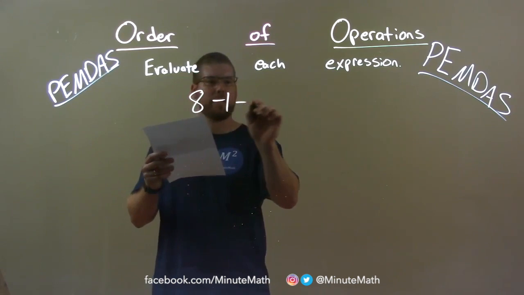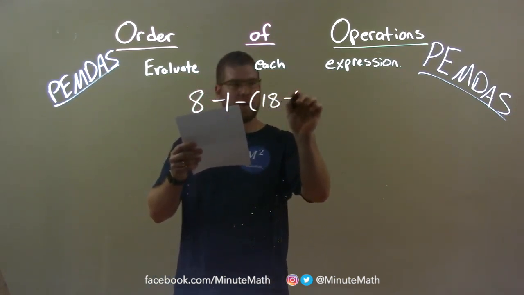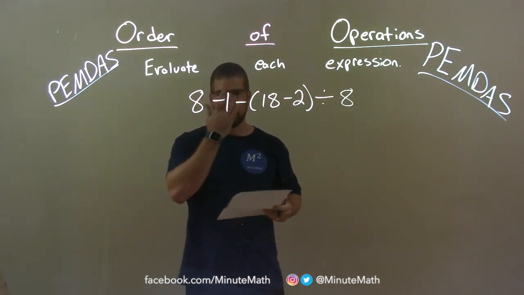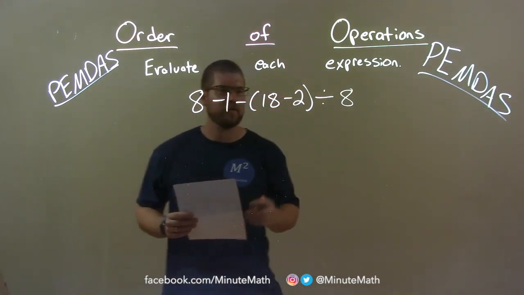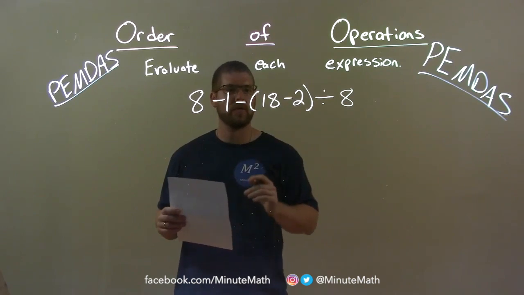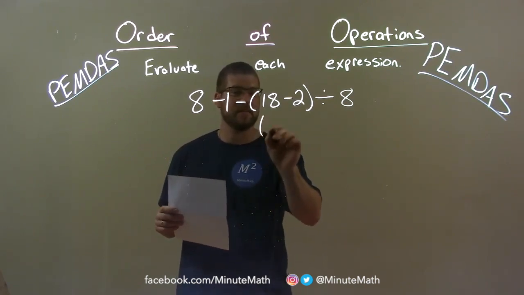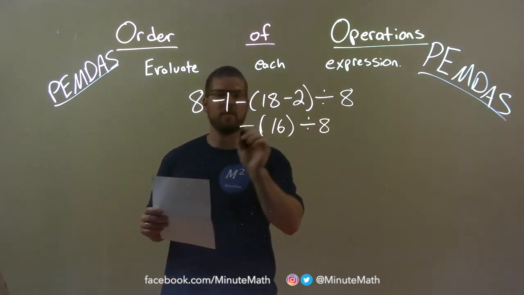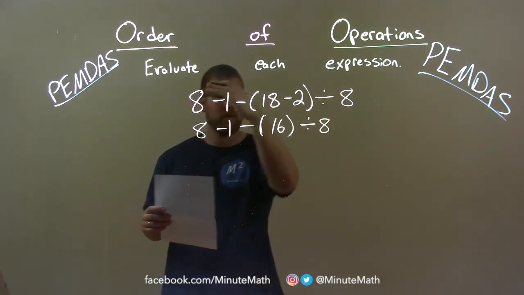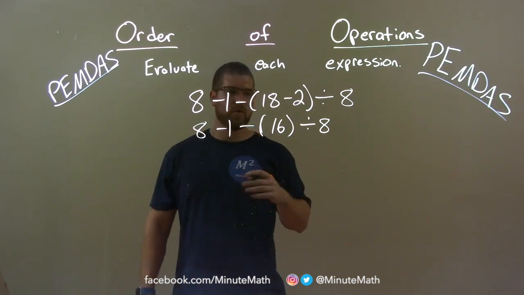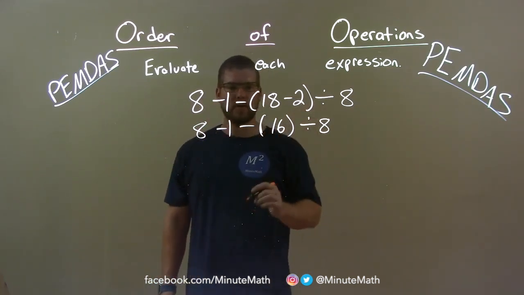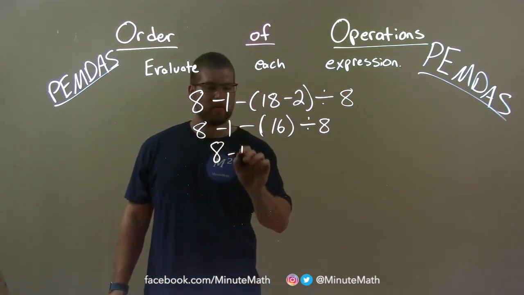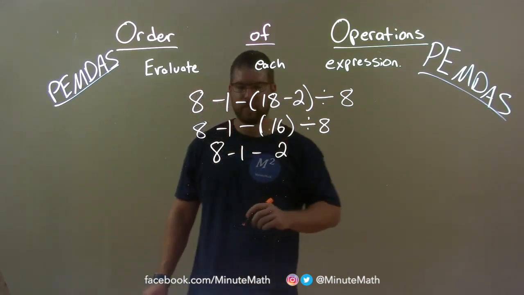8 minus 1 minus 18 minus 2 divided by 8. All right. Parentheses first. 18 minus 2 is our parentheses, and that comes out to be 16. So we have 16 here, okay, divided by 8, and then with subtraction, 1, subtraction, 8. Bring the rest down. Next order. We're done with the parentheses, but we have division. 16 divided by 8 is 2. So we have 8 minus 1 minus 2, okay?